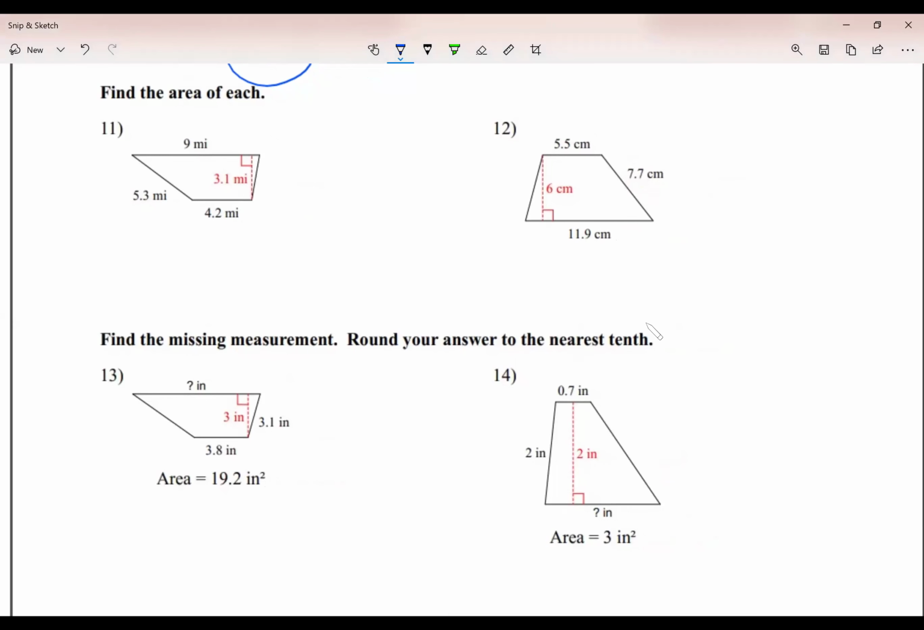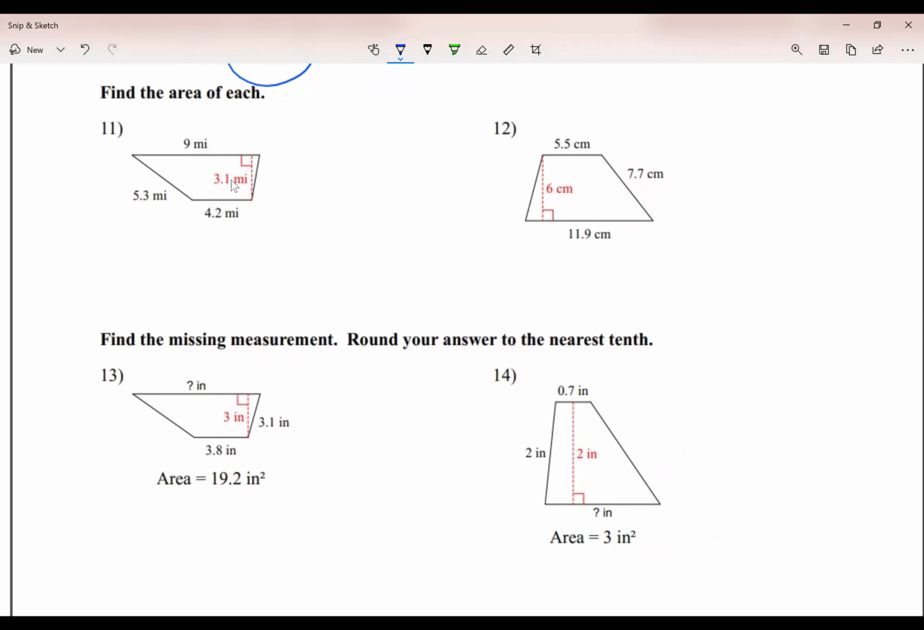Now we're going to be looking at trapezoids. Now trapezoids, I see two sides that are parallel, which we call the bases. You guys can see the top and the bottom. Only two sides are parallel, the other two are not. But we have to find the area of each.